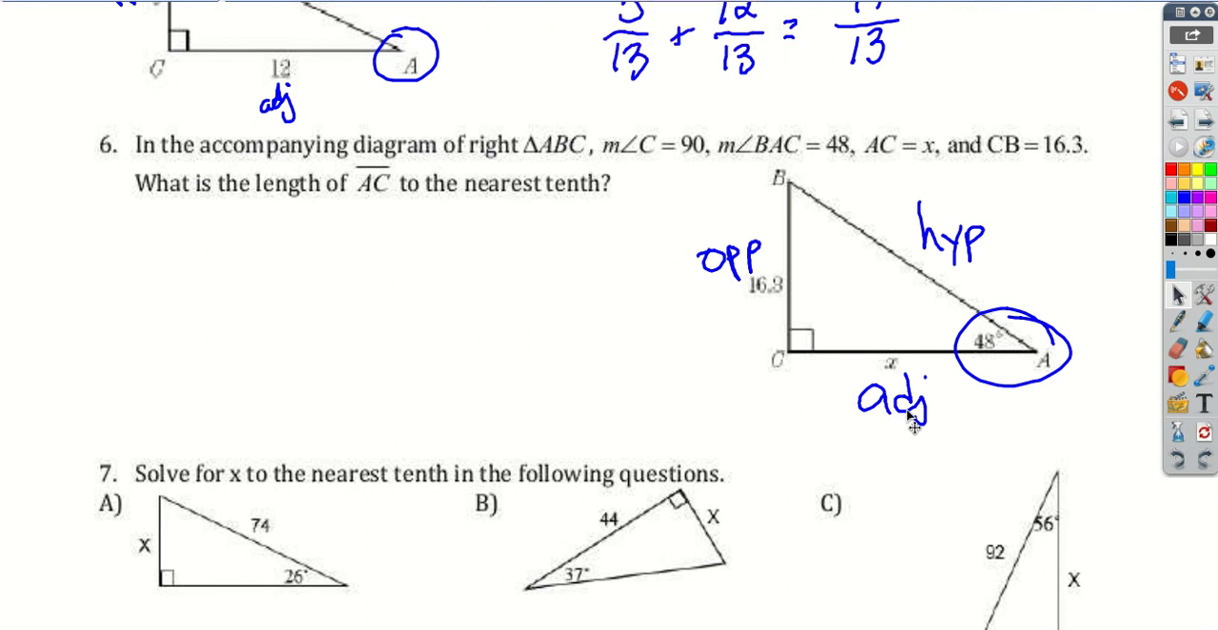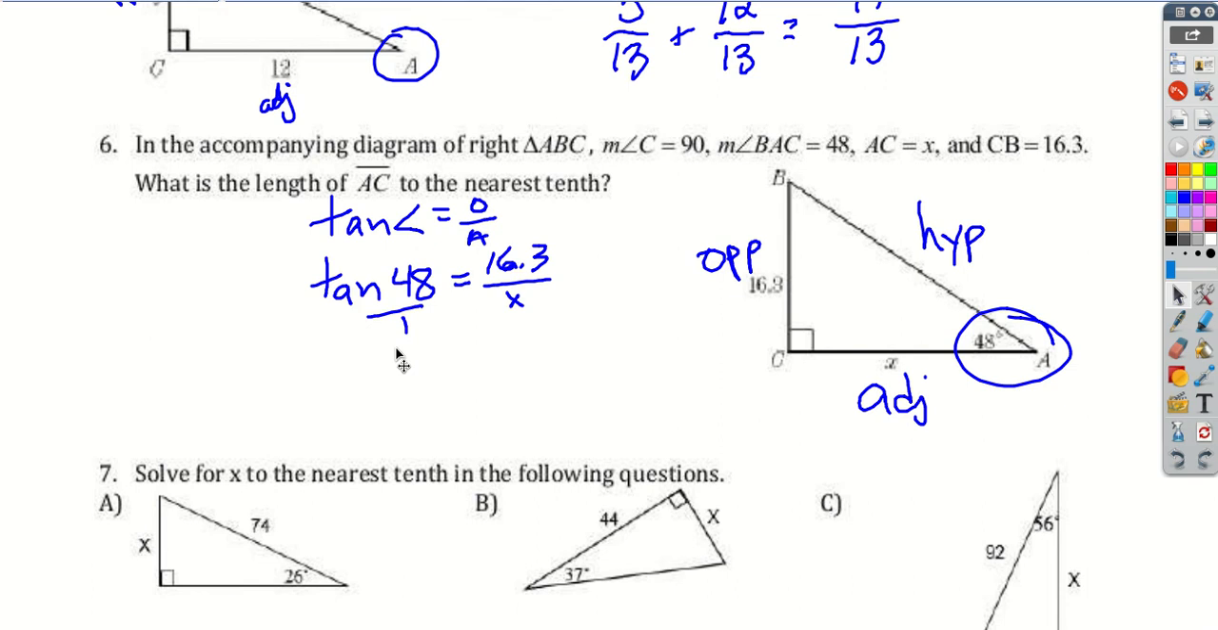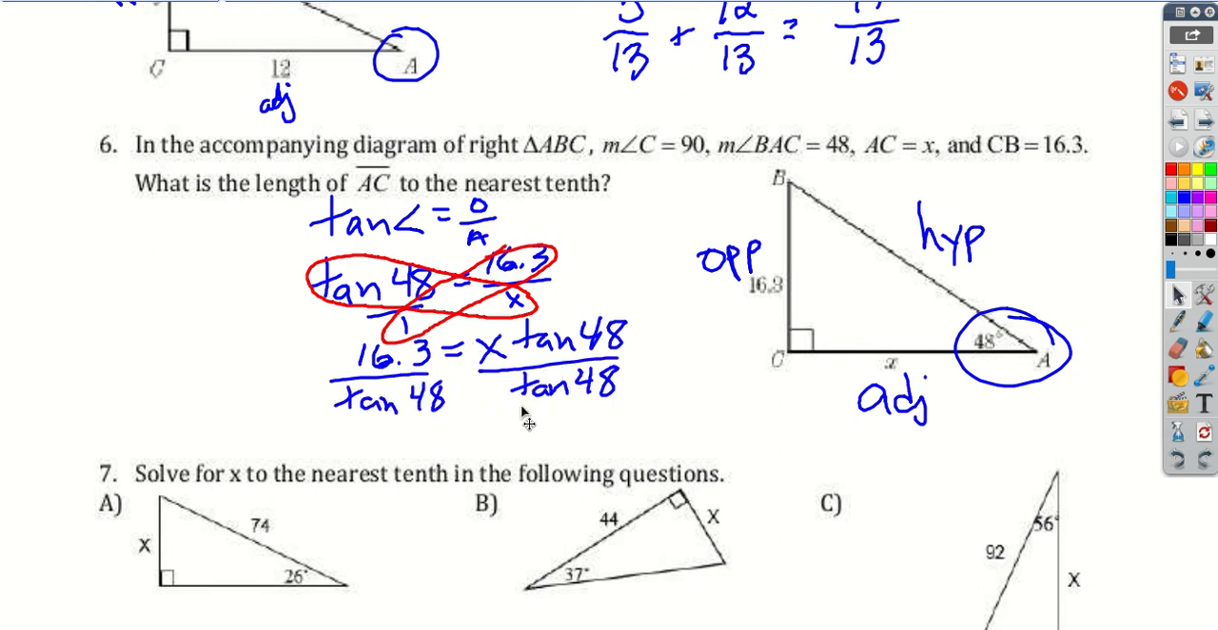All right, so we're going to pick our function. If you remember, we're going to use opposite and adjacent, so we're going to use tangent. So the tangent of the angle is equal to the O over A, the opposite over adjacent, then we plug in. So the tangent of 48 is equal to 16.3 over X, and then because X is a side, we're going to cross multiply. So it's 1 times 16.3 and X times the tangent of 48, okay? And then we want to get rid of the tangent of 48 so we get X by itself, so we divide out, and then we just type this in our calculator. And we get 14.7 to the nearest tenth.